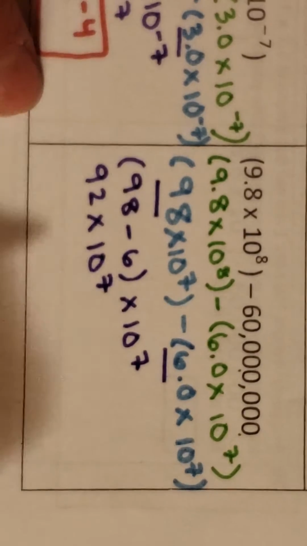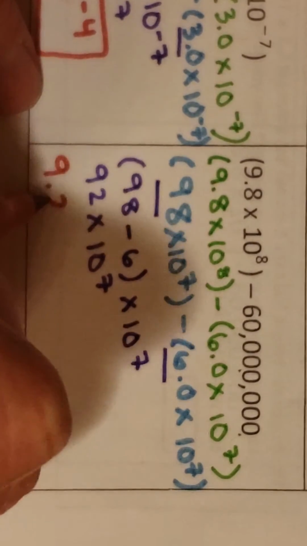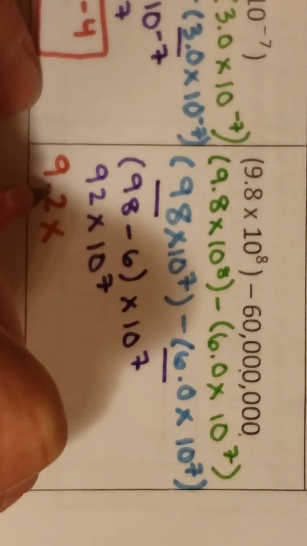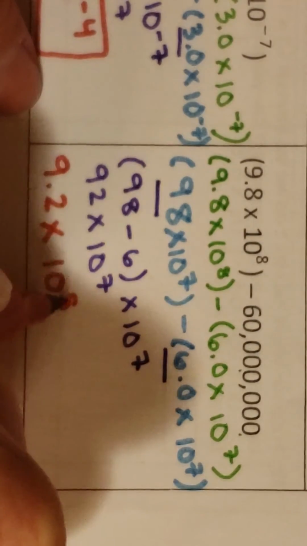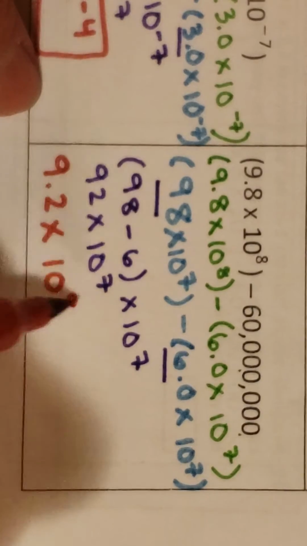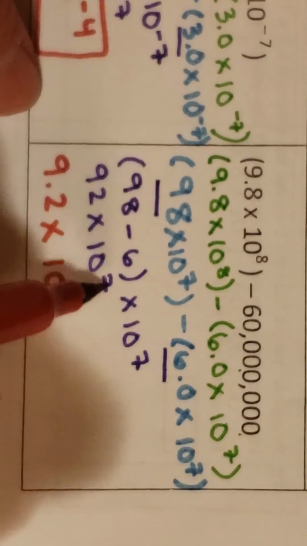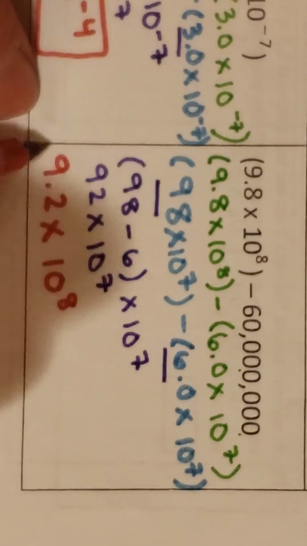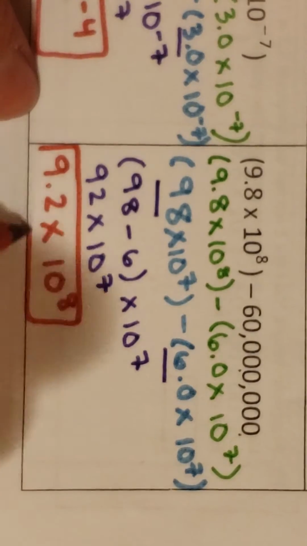And last but not least, adjust so that this is in scientific notation. Decrease this, increase that. Right? 92 to 9.2 is a decrease by a power of 10. 10 to the power of 7, 10 to the power of 8 is a difference of 1 multiple of 10.